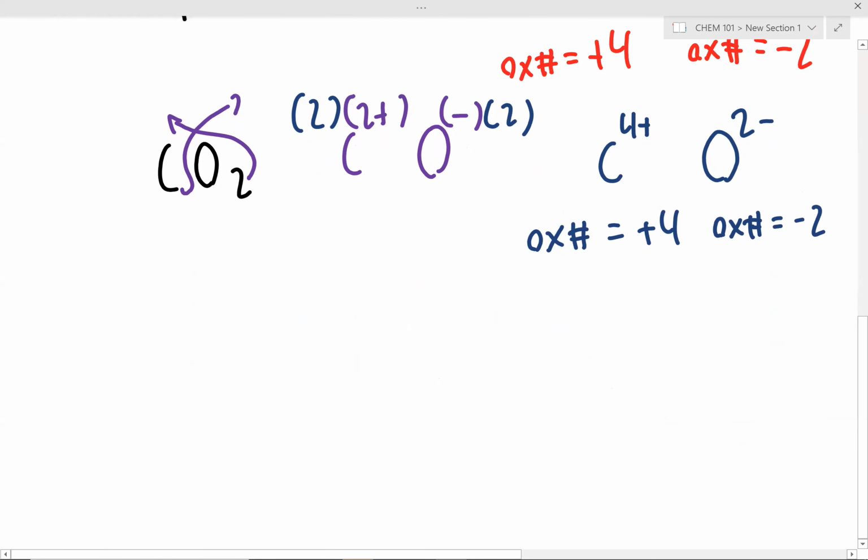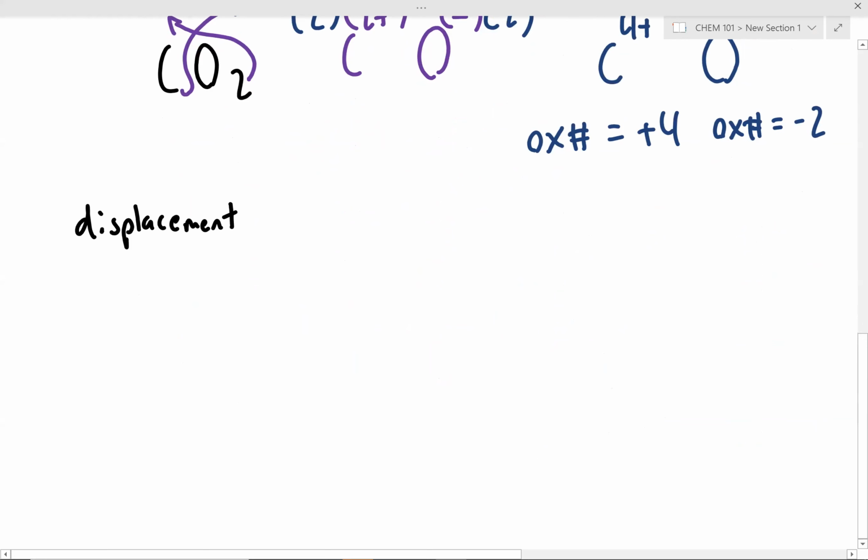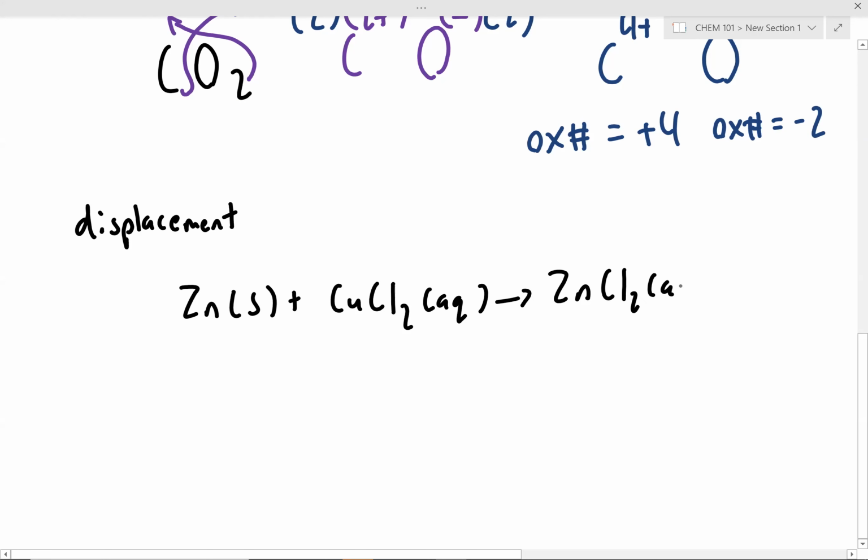So one of the principal chemical reactions we're going to be looking at is known as a displacement reaction. So we're going to look at displacement reactions, okay? And quite simply, let's look at an example. Zinc solid can react with, for example, copper chloride in solution and generate zinc chloride and copper solid. Okay, so this is a textbook displacement reaction.